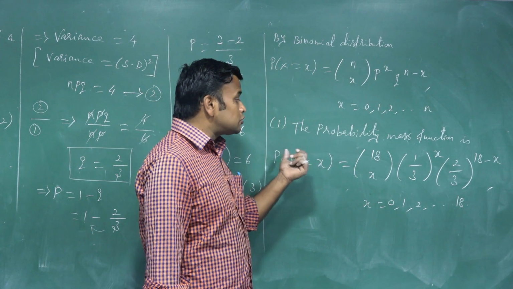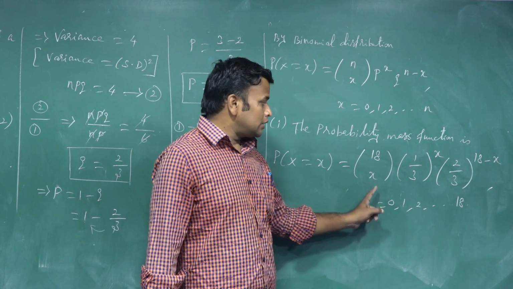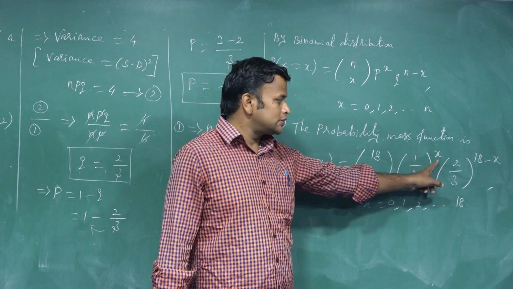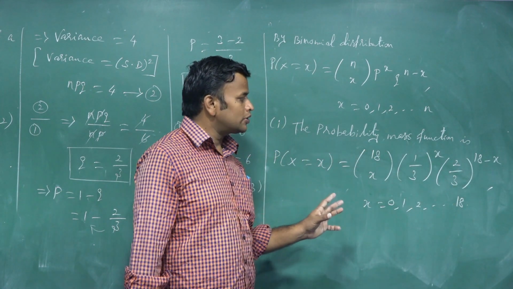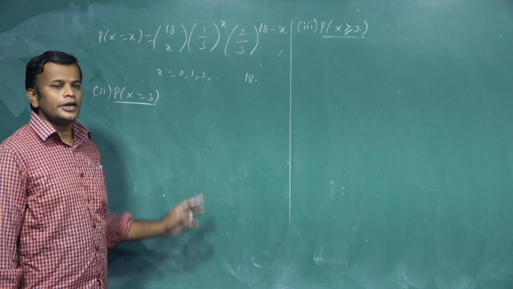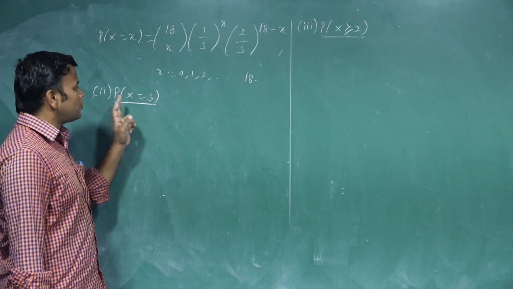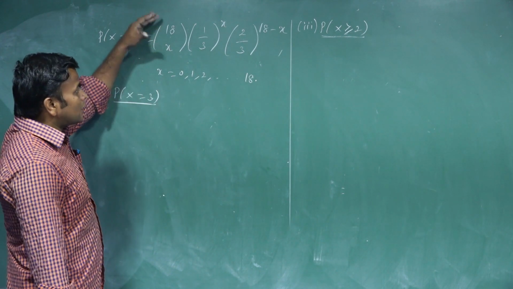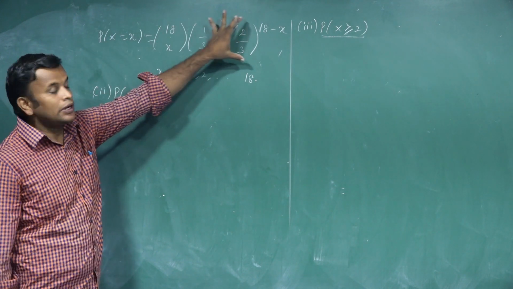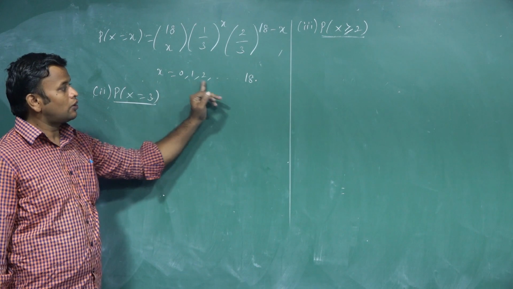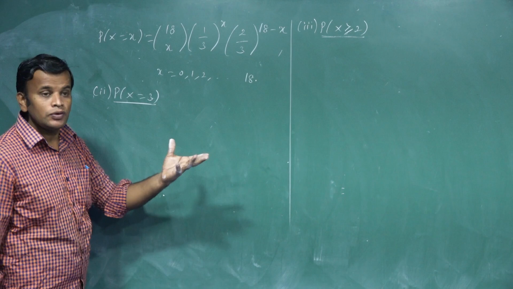Therefore the probability mass function is P of X equals small x, 18Cx, 1 by 3 whole power x and 2 by 3 whole power 18 minus x. So it is the probability mass function of the given problem. The first subdivision is over. The second subdivision is to find P of x is equal to 3. Actually it is a continuation of the problem. Here the value of x is 0 up to 18. Suppose exactly the value of x is 3, what is the probability value?